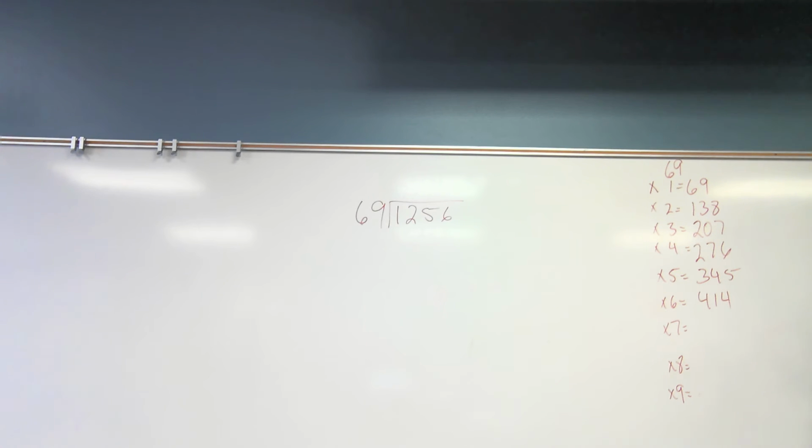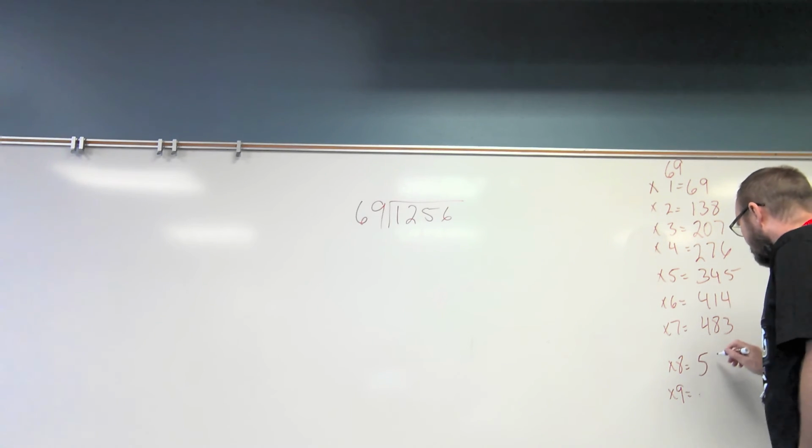See, that's why this is the most difficult, because most of you don't want to do it. And then most of you won't work it out. You'll just sit there and stare at it. Then you'll come up to me and go, I don't understand why I got it wrong. And I'll say, list your multiples of your divisor. And you'll go, oh. Times 7 is 483. Times 8 is 552.